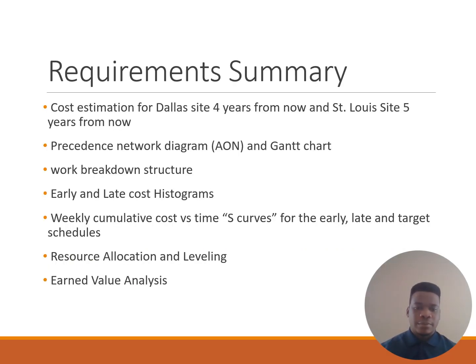So in this first slide, I just have a summary of the requirements, beginning with the cost estimation for the Dallas site, which would be constructed 4 years from now, and the St. Louis site, which would be constructed 5 years from now. And in the second place, I have the precedence network diagram, the activity on node and Gantt chart, work breakdown structure, and then the early and late cost histograms, weekly cumulative cost versus time S curves for early, late, and target schedules, resource allocation, and leveling. And then finally, earned value analysis.